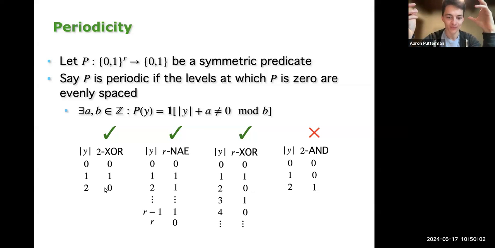because we're just measuring the parity of this bit string. If we look at the not-all-equal function, this is going to be periodic with period r, in the sense that it's 0 at the 0th level and then 0 at the rth level and 1 everywhere else. So we would define this as periodic with period r. And again, instead of the 2 XOR, we can look at the r XOR. And again, this is periodic. It'll be 0 at every even level.